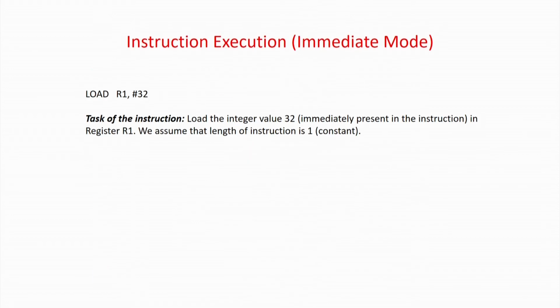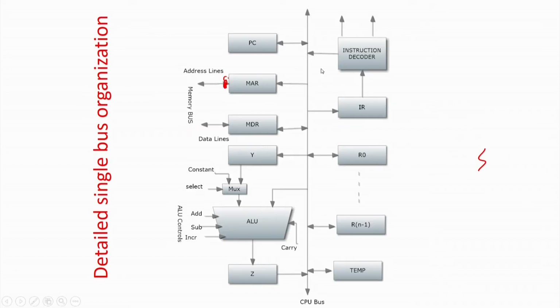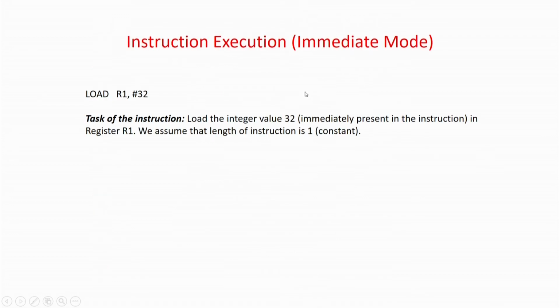Now first we are going to give an example for an immediate mode instruction. Remember that whenever we say PC in, the value is going to the PC, and whenever we say PC out, the value is going from the program counter to the bus, and vice versa. The first and simplest instruction mode is the immediate mode.